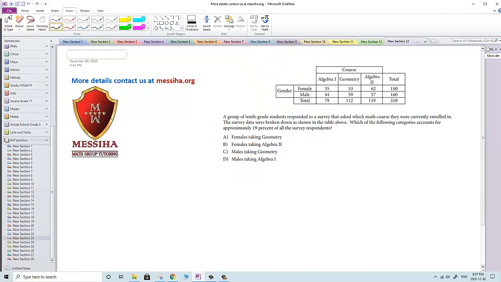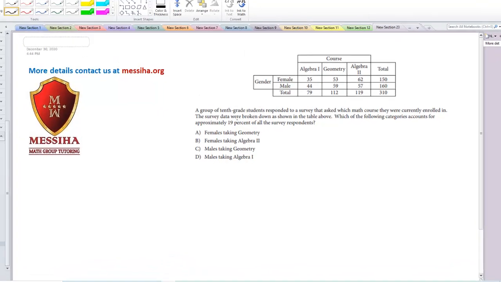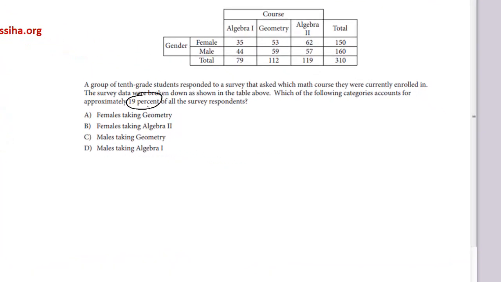A group of 10th grade students responded to a survey that asked which math course they were currently enrolled in. The survey data were broken down as shown in the table above. Which of the following categories accounts for approximately 19% of all the survey respondents? So we are looking for this percentage, 19%. We can write it this way, or 19 over 100, or in decimal, 0.19. There are many forms that we can write.